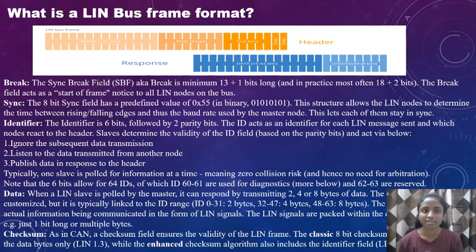In this slide we'll be discussing what is the LIN bus frame format. This is the structure of the LIN bus frame format. Here first we have the LIN bus frame. It consists of a break of 14 plus bits. Here we have synchronization, that is of 8 bits. Here we have the ID, that is the identifier, of 6 bits, and this is the header. Then we have the response. In the response we have 16 to 64 bits of data and a checksum of 8 bits.